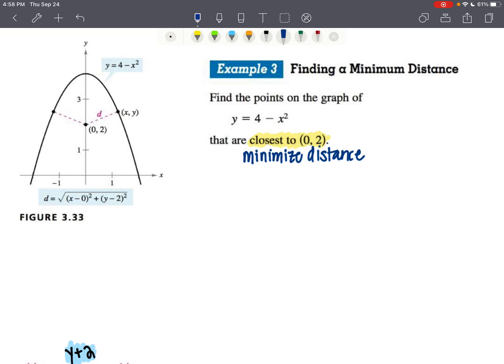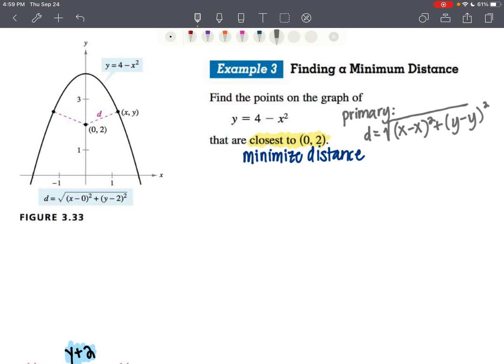So our primary equation is going to be our distance formula. And our distance formula is d equals the square root of (x2 minus x1) quantity squared plus (y2 minus y1) quantity squared. Now those are two different x's, two different y's. And (0, 2) happens to be one of the points. So we're going to put that in for x1 and y1.